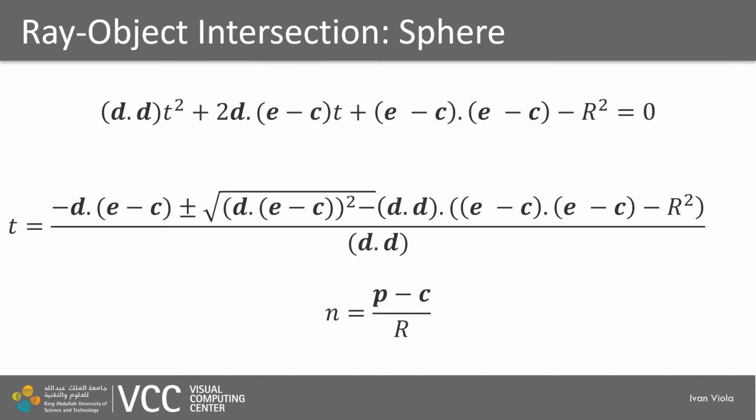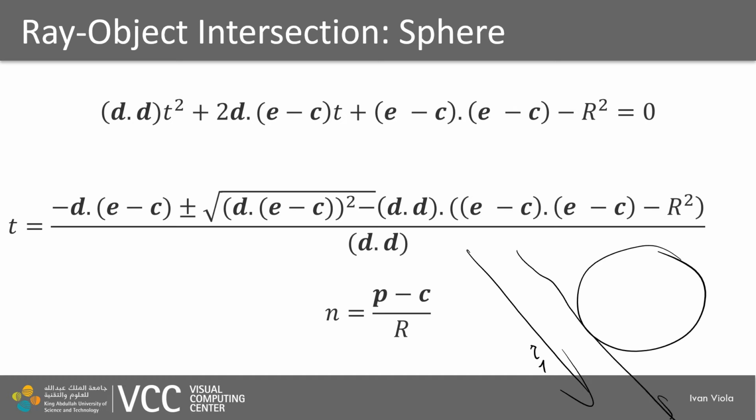Now let's have a look at the sphere. If we have a sphere here and we have a ray, one ray, R1, will not intersect the sphere. For another ray, R2, we will just touch the sphere at exactly one point. And for another ray, R3, we will intersect the sphere at 2 points.